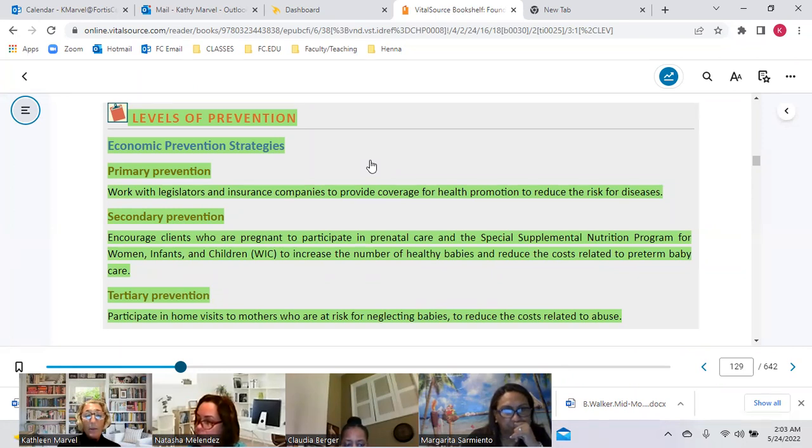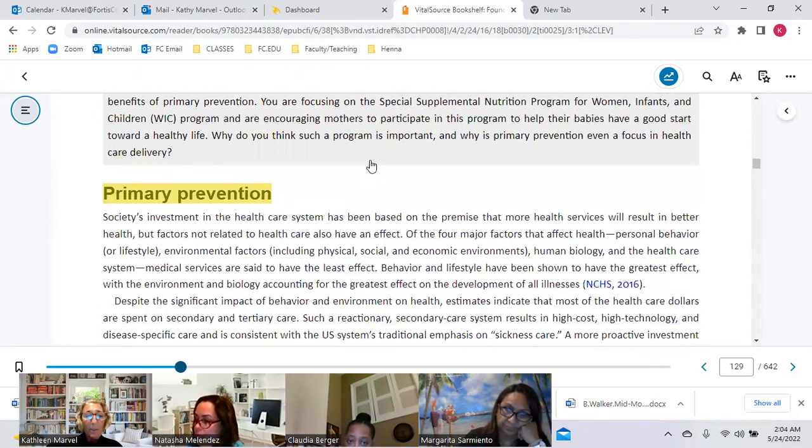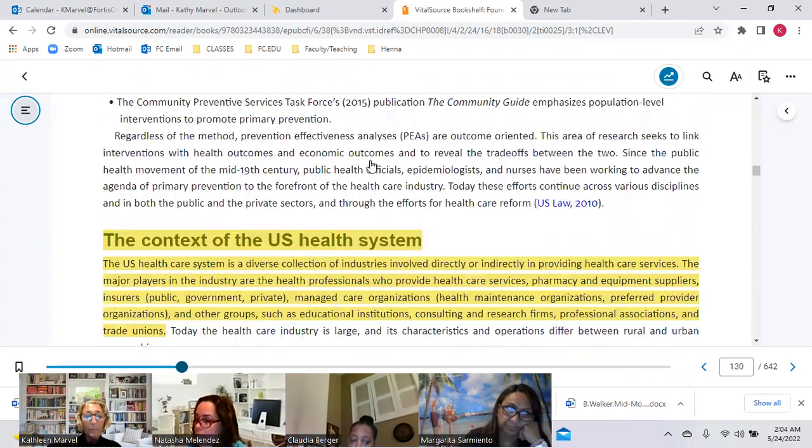And then tertiary: participate in home visits to mothers who are at risk for neglecting babies to reduce the costs related to abuse. So they're already a new mom, and we're going to be doing home visits to those new moms and doing an assessment to try and reduce costs related to abuse. Do you guys understand why that's primary, secondary, and tertiary?